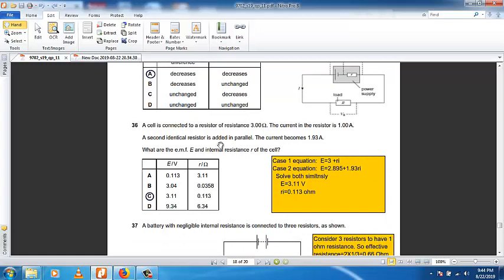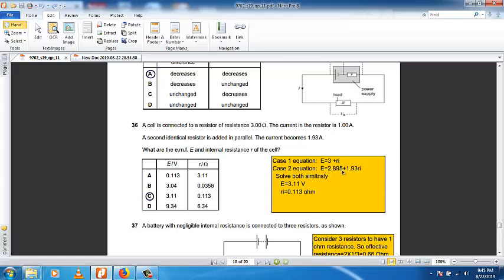A second identical resistor is added in parallel, the current becomes 1.93. So it's 3 ohm in parallel with the 3 ohm, which becomes an effective resistance of 1.5 ohms. We know that it's 1.93 amperes, so we can multiply both of them to find the voltage, which is 2.895. So the equation for case 2 becomes E equals 2.895 plus 1.93 Ri, where Ri is the internal resistance.